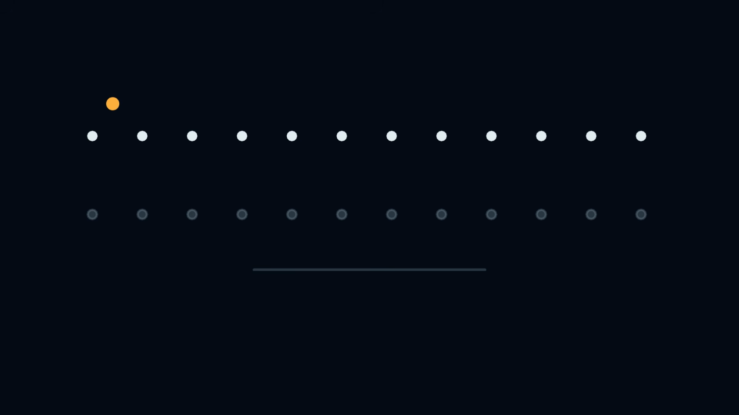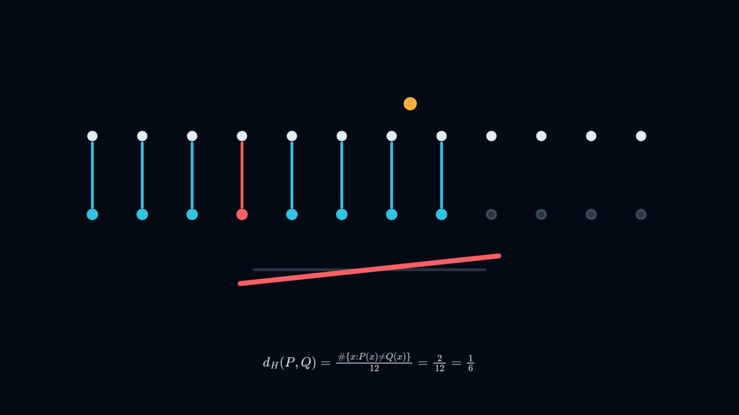Approximation needs an exact way to count error. Compare these two proposed permutations input by input. 10 of the 12 inputs reach the same destination. 2 do not. The normalized Hamming distance is the number of disagreeing inputs divided by the total number of inputs: 2 over 12, or 1/6. It is not the physical distance between the output seats. It is the fraction of starting points on which the two rules disagree.